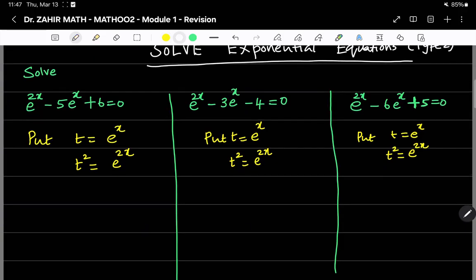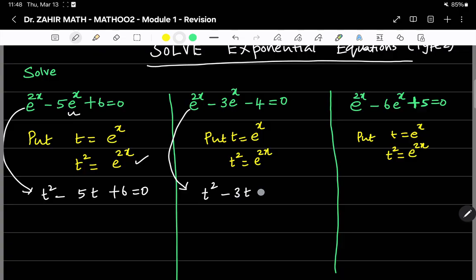Now look here. What happened to your equation? The equation becomes e power 2x is t square, minus 5 times e power x which is t, plus 6 equal to 0. Fantastic. Now we can use mode 5, 3. Lovely. And look here also, this is of the same model. This is t square minus 3t minus 4 equal to 0. And here also it is t square minus 6t plus 5 equal to 0. All the questions are different, but I'm doing them at the same time.